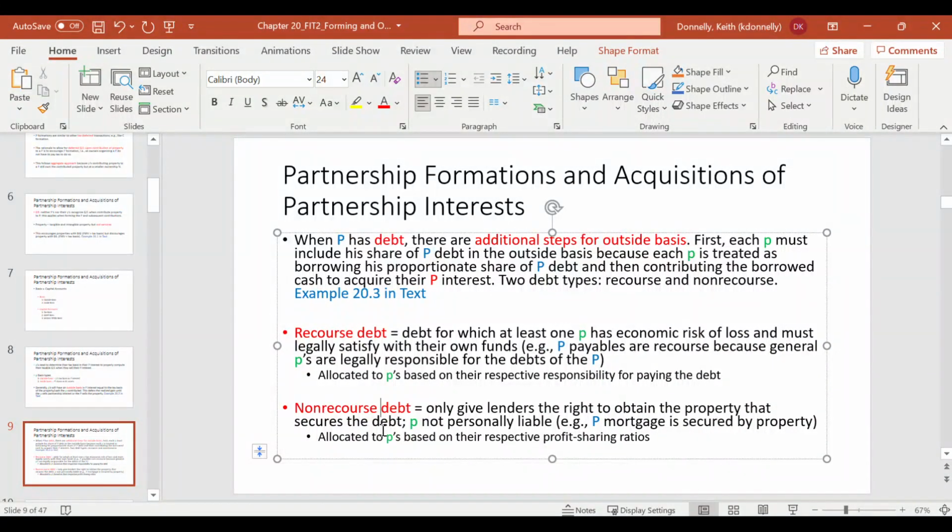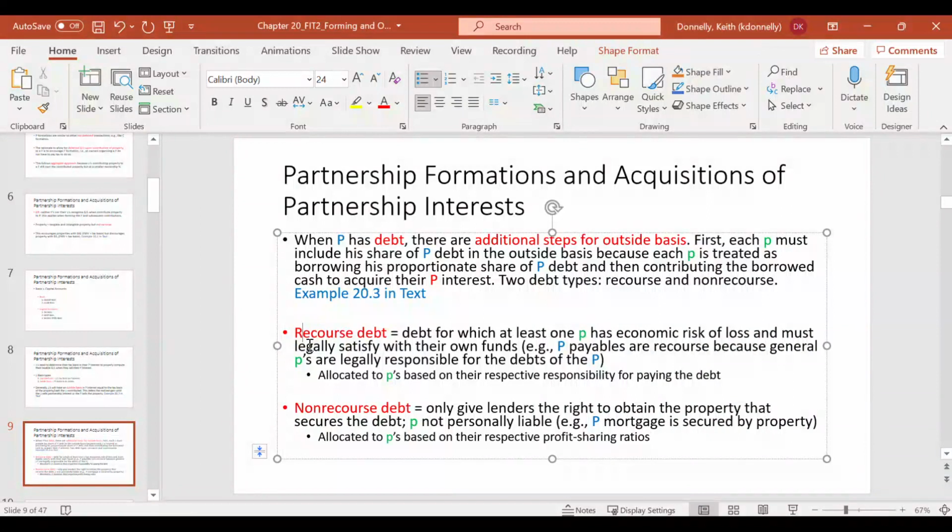Non-recourse debt, in distinction, basically says the person is not personally liable. They can really only go after the property in question. So, like if you contributed a building that had a mortgage on it, the best they're going to be able to do is go after that building, right? They can't come and take your car or your house.